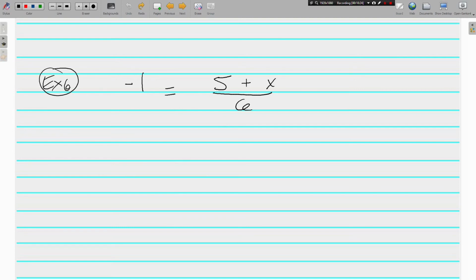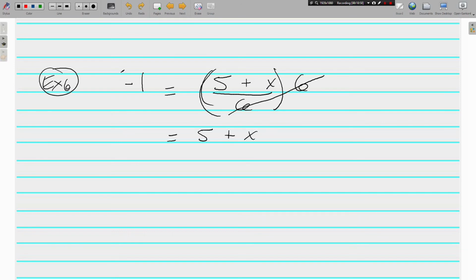What we're going to do first is get rid of the bottom part of this fraction. Technically, the 5 and the x are kind of together because they're both on top. So we're going to multiply this whole thing. Because we're dividing by 6, we're going to multiply the whole thing by 6. And that's still going to make that denominator go away. So on the right side, what we're going to have is 5 plus x.